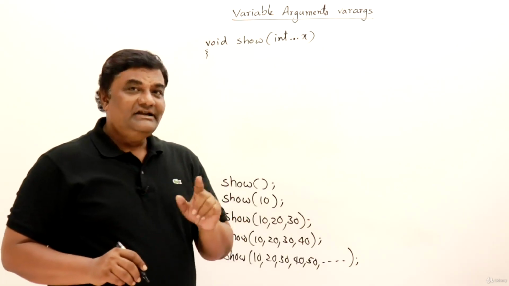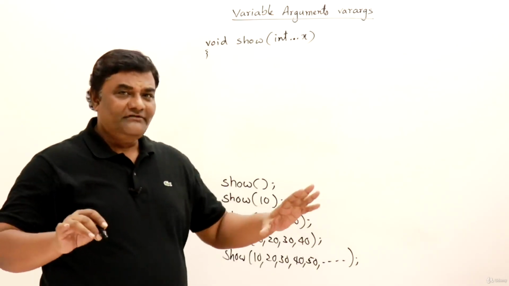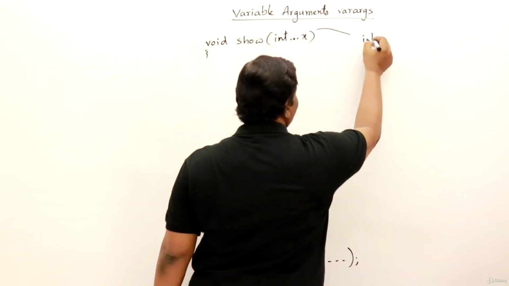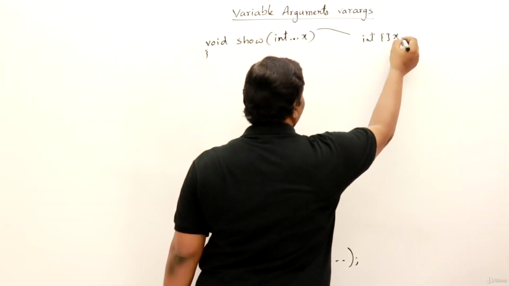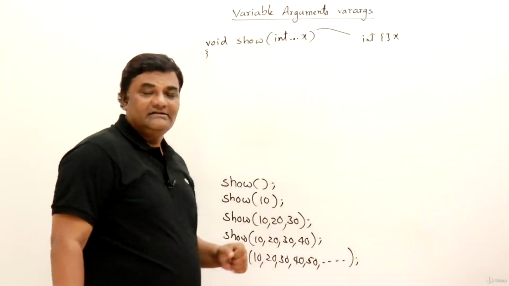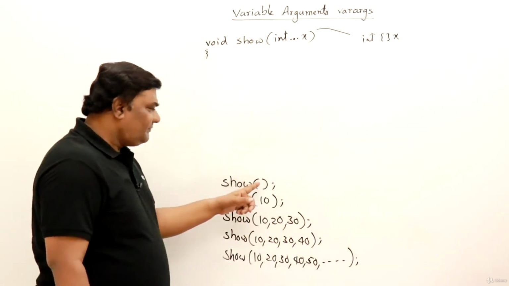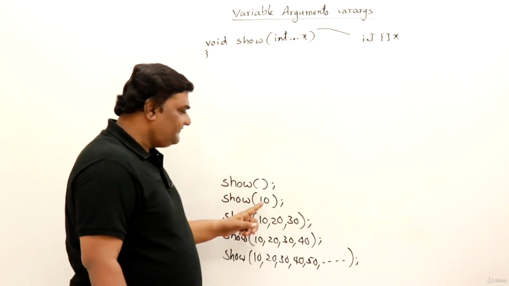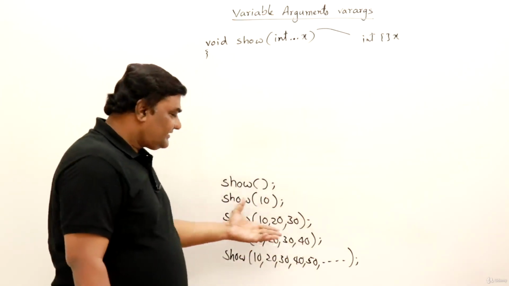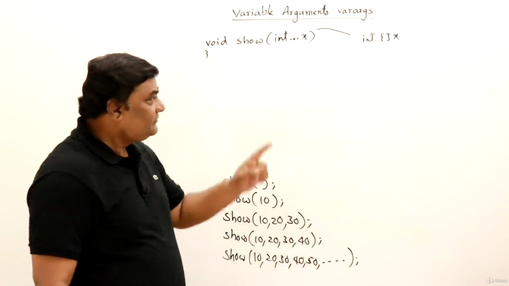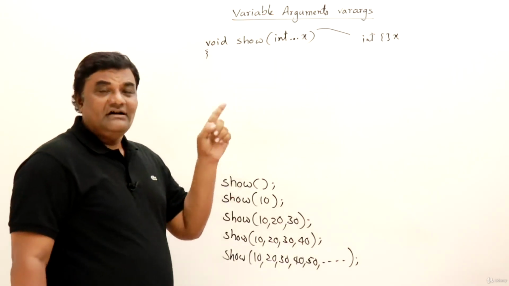Now that x is a variable argument, it can take any number of values. So it is nothing but, if you see this one, integer array x. It is just like that. So it's an array of integers. That array can be of any size. Even if you don't pass anything, it will be null, and if you pass one value, it will take it as one value, and 3 values, 4 values, 10 values, as many values as you want, you can pass. So that is an integer array.